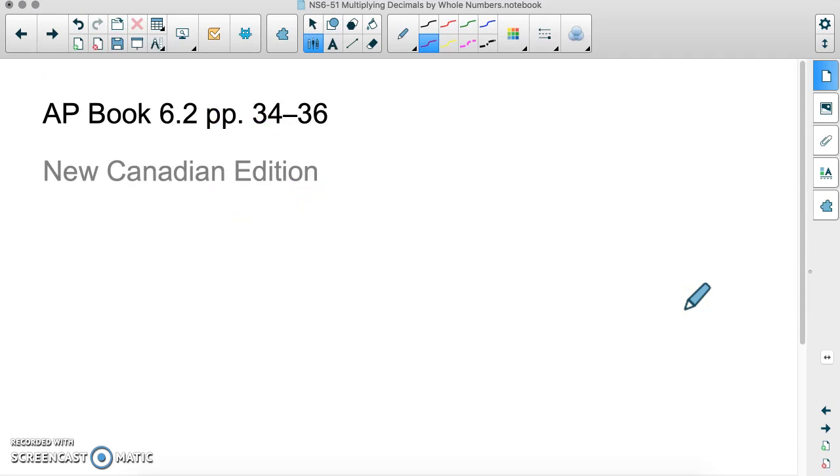Here's your lesson for today. You're going to complete jump pages 34 to 36. When you're done, you're going to come and check in, and then you can give the extension activity a try if you have time.